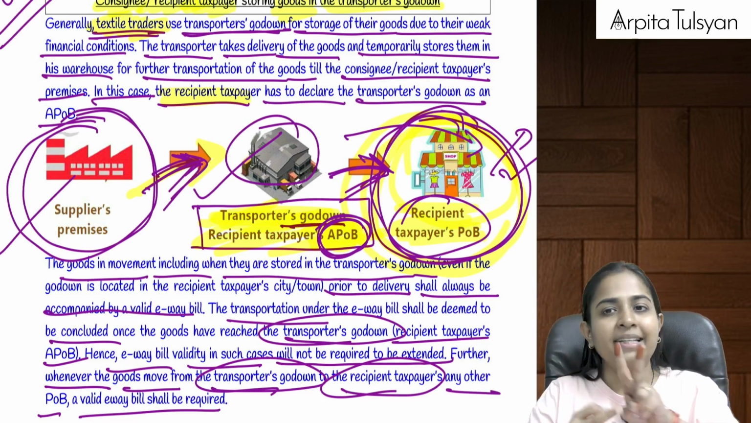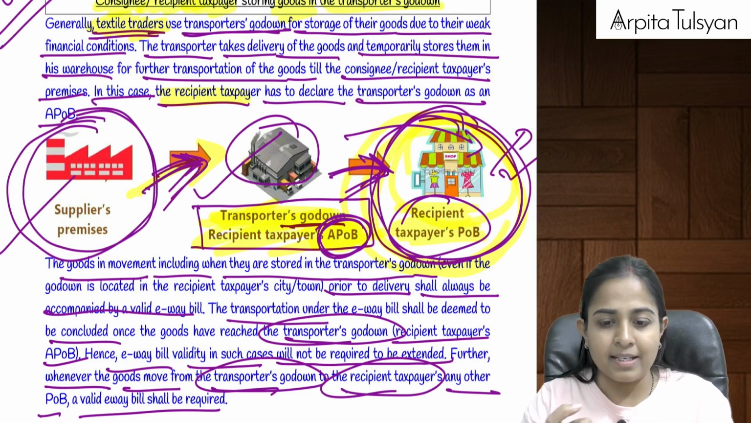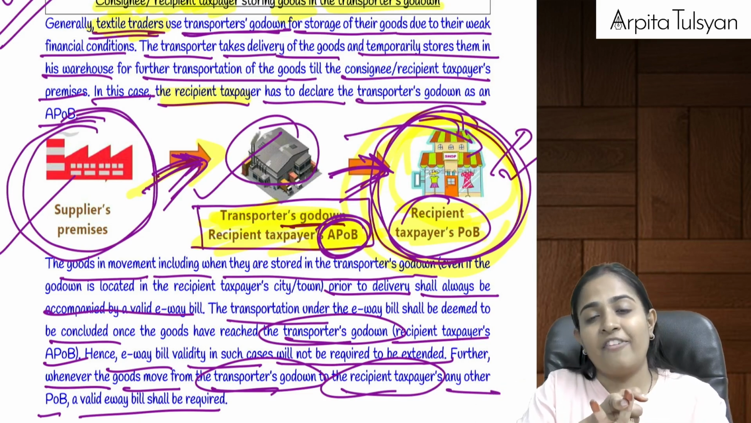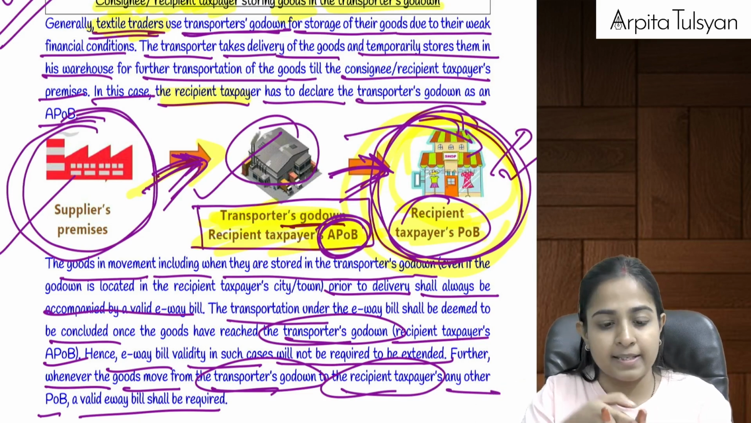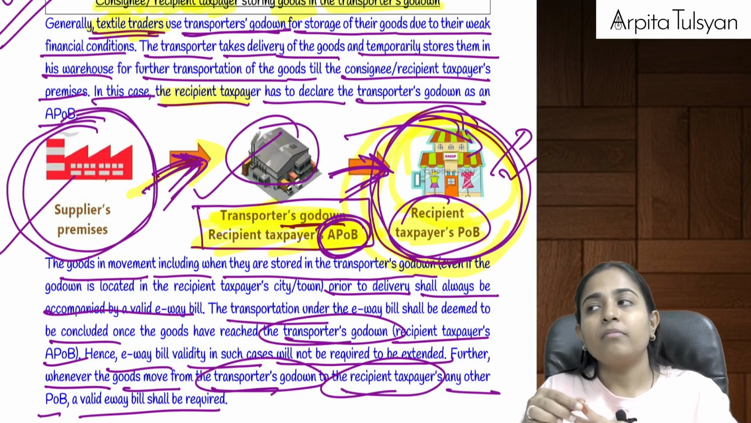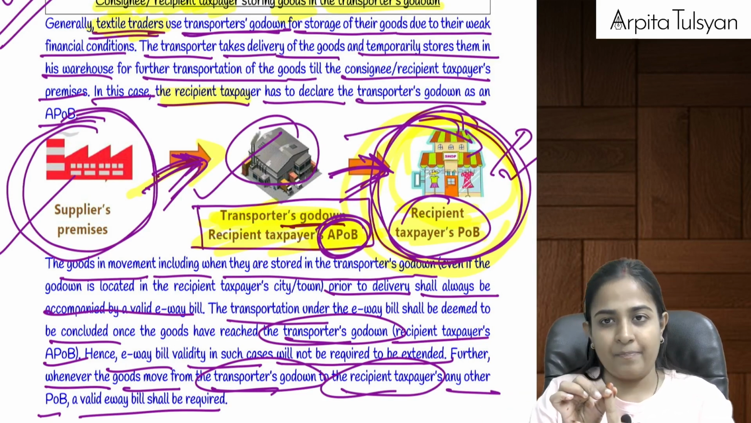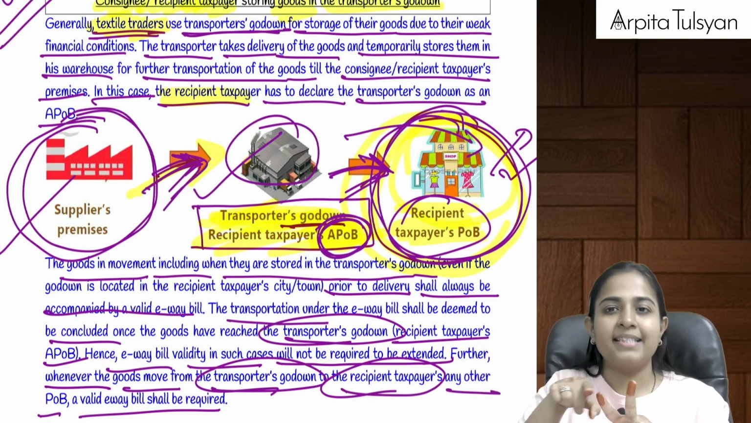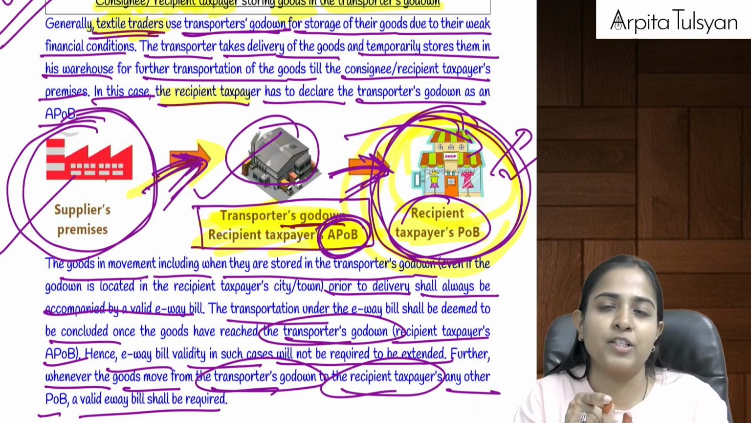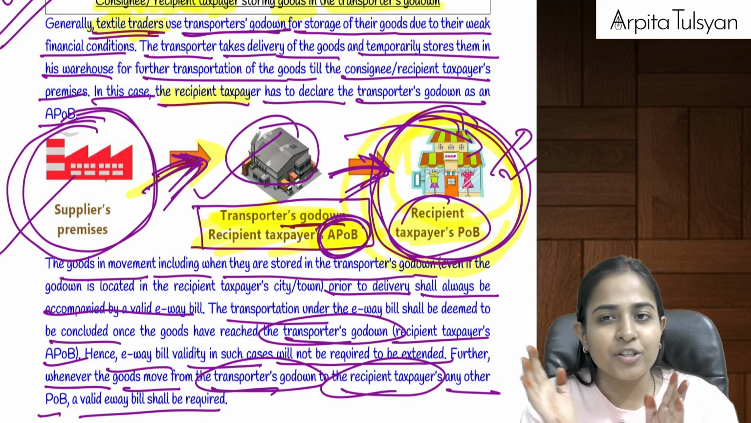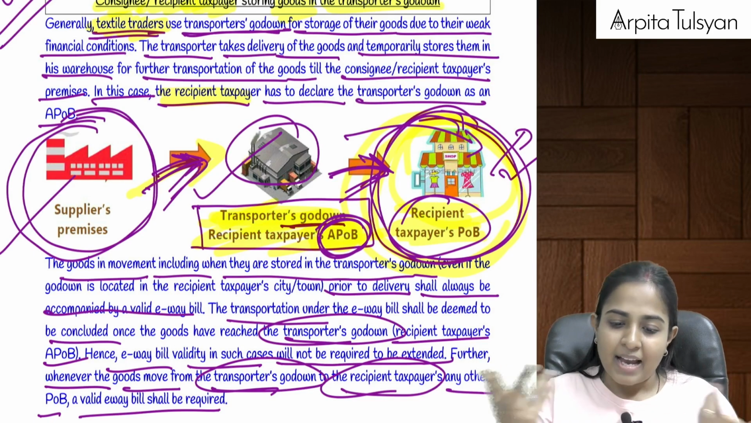For the recipient, there will be 2 places. One is his place of business, and the transporter's place, the warehouse, will be shown as an additional place of business. We had studied that the records relating to the additional place of business should be maintained there, but the recipient can still maintain them at the principal place of business after informing the jurisdictional officer. Are you clear with this?